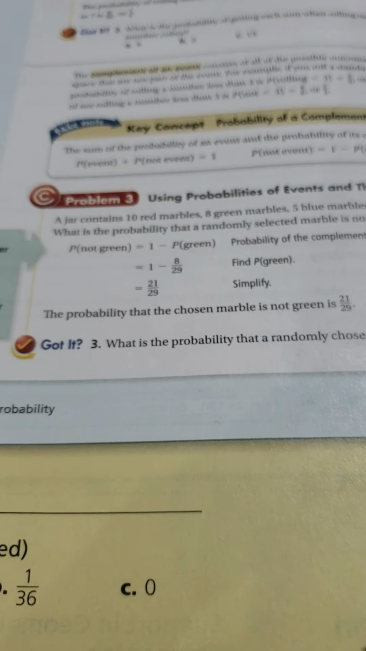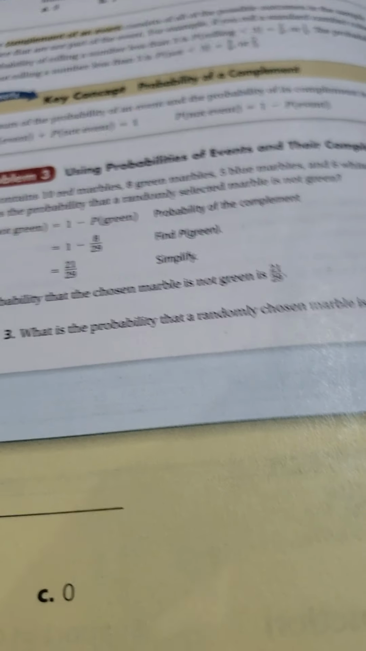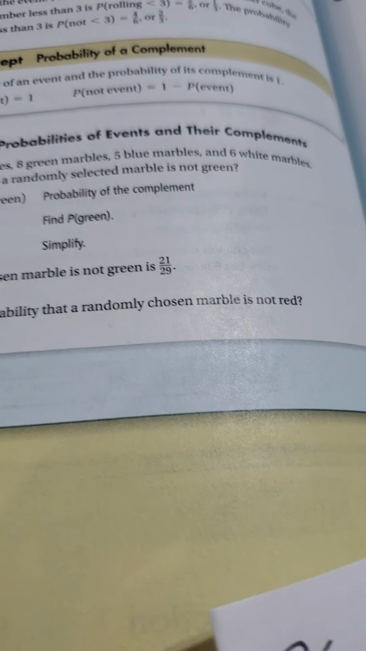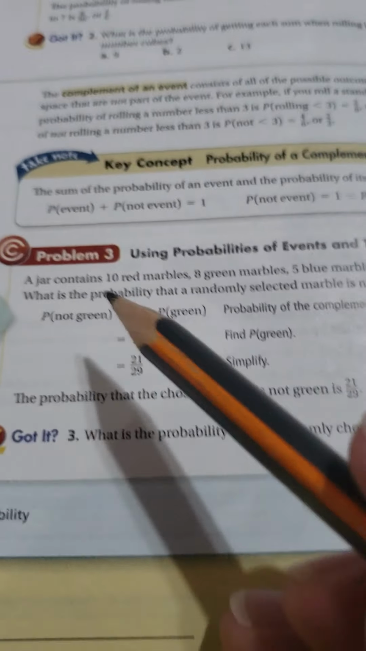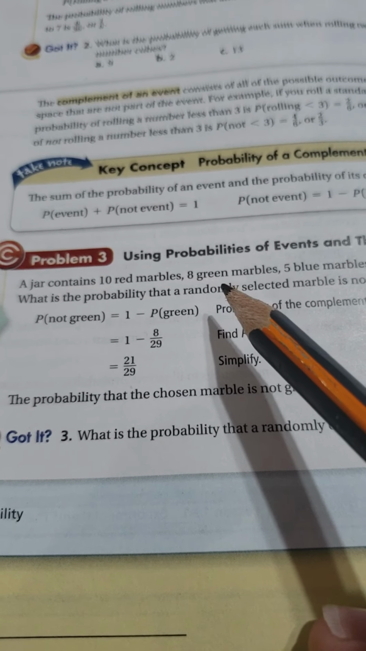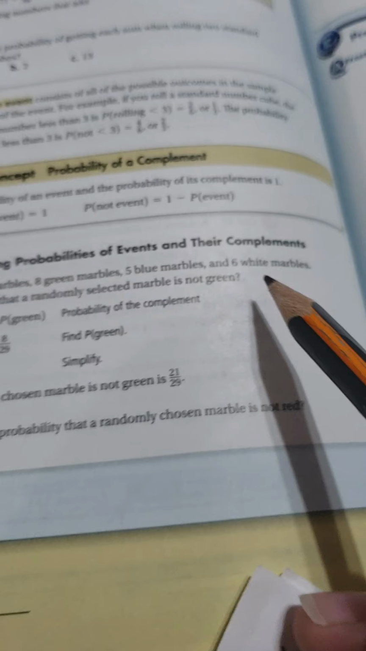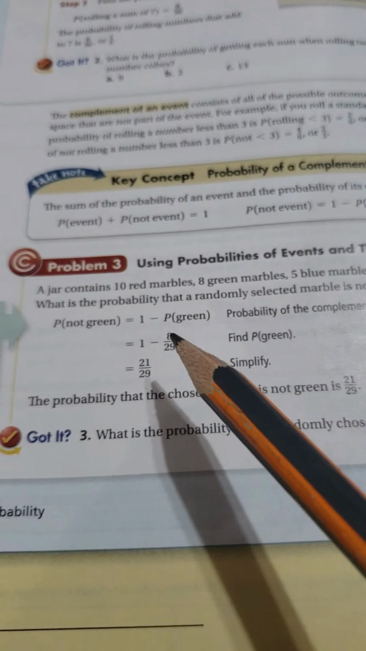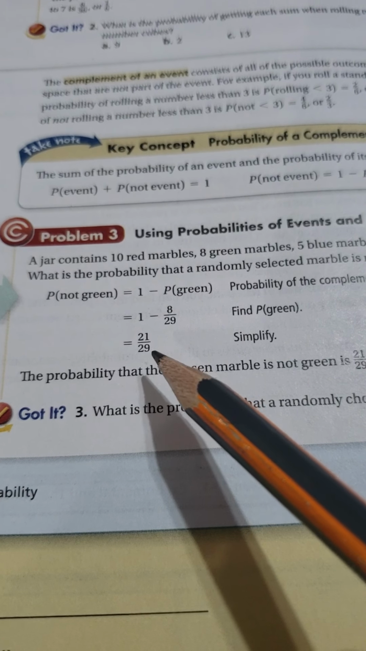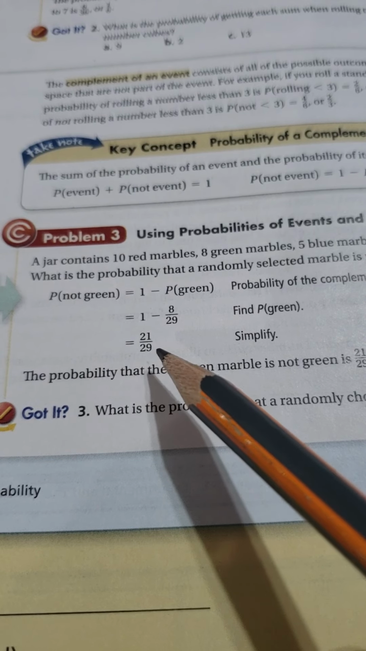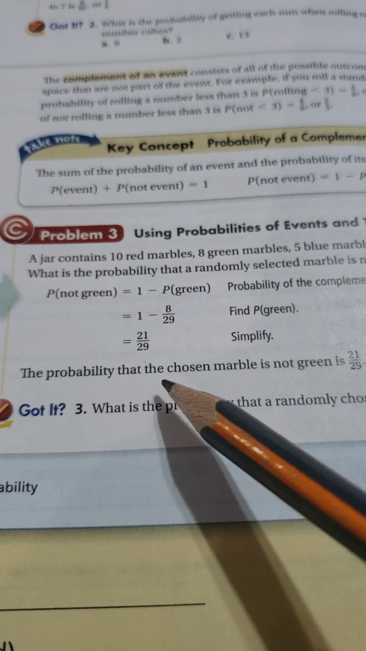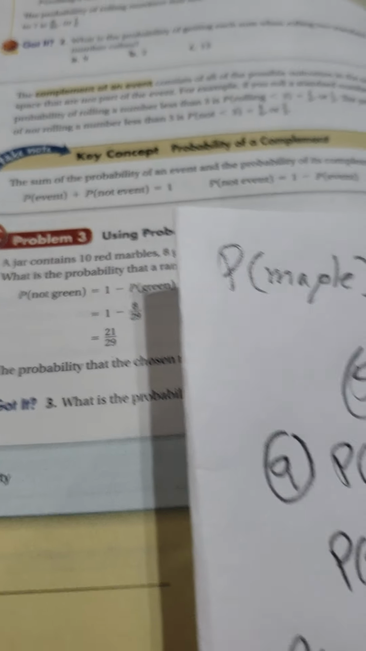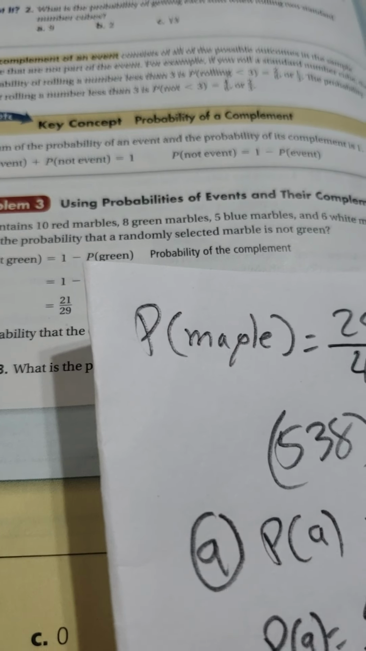Now, let's see this one, number 3. It says, what is the probability that a randomly chosen marble is not red? First, here we are using the information given: a jar contains 10 red marbles, 8 green marbles, 5 blue marbles, and 6 white marbles. What is the probability to choose a marble that is not red? Well, the important number here is 29. 29 is the universe that we are talking about.